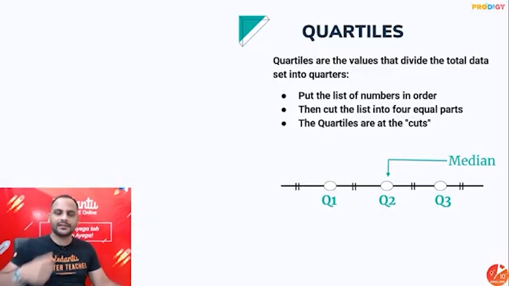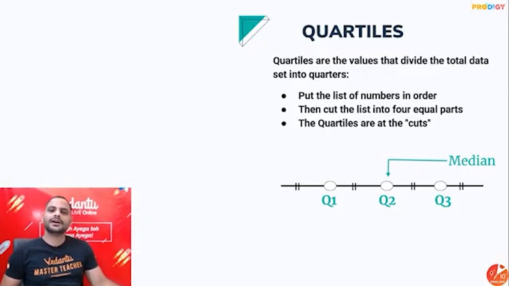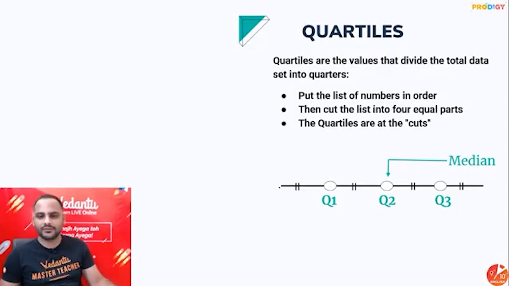The next thing is Quartiles. Now Quartiles is like, suppose if you have a stick. I gave you a stick, right?